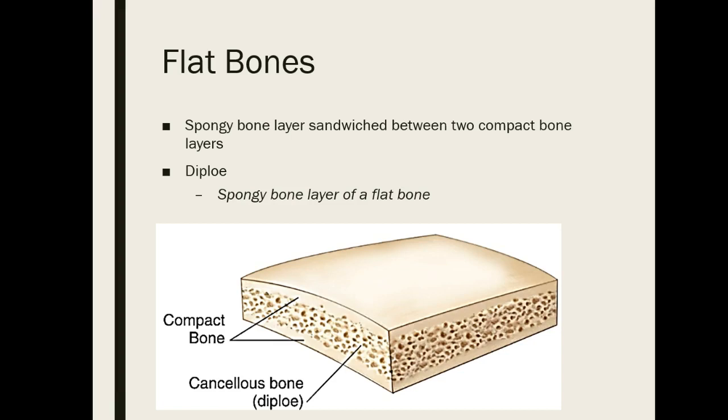Flat bones are composed a little differently. It's a spongy bone layer sandwiched between two compact bone layers. So we have our compact bone on the top and the bottom, and then that cancellous bone that sits in the middle.